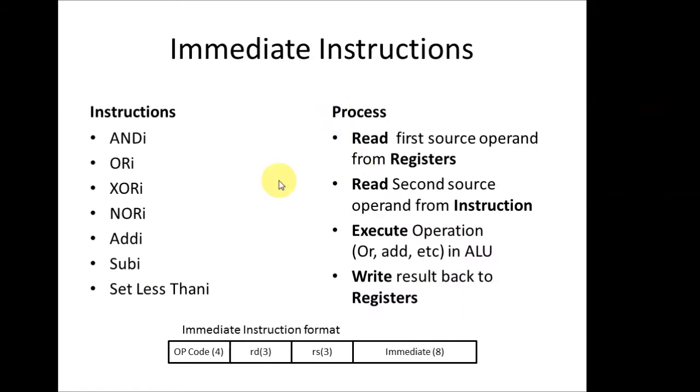For the immediate instruction types, they follow a similar format, except that the function and last destination address is replaced by a constant. And those are the AND-I or ADD-I or SUB-I instructions. We don't have a less than I, that's a typo. And the process here is that we read the first source operand from the registers, that's this source here. We read the second source operand from the instruction, which is this immediate part here. We execute the operation in the ALU, and we write the result back to the registers.